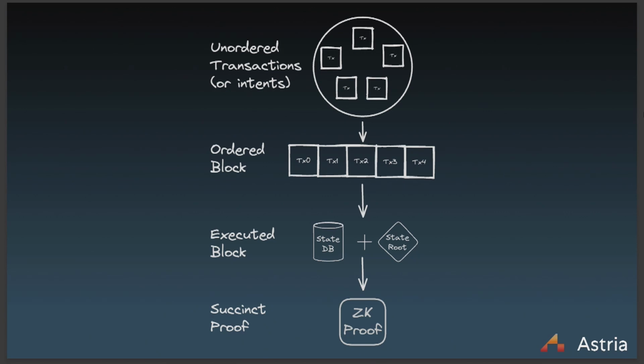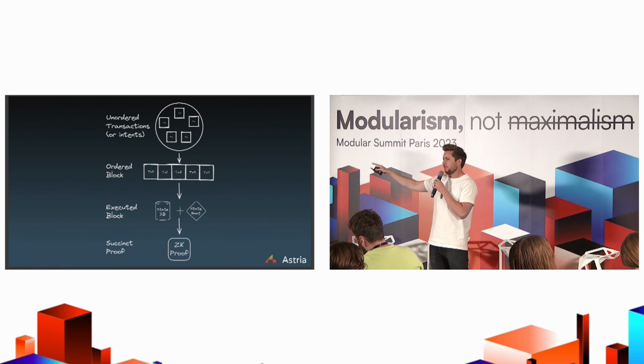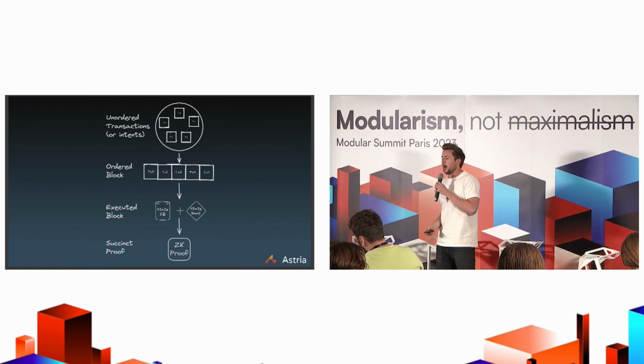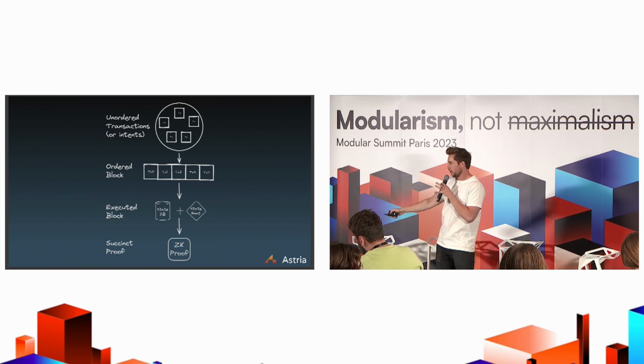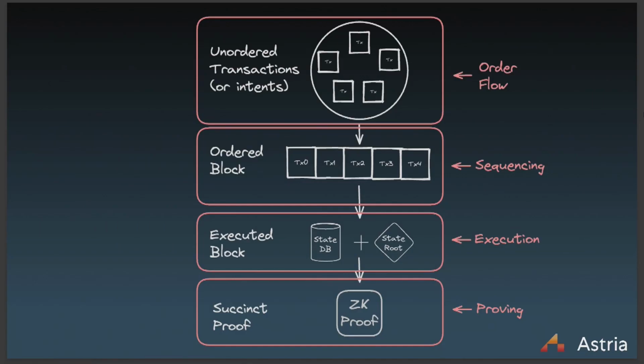But we believe we start with unordered transactions that could be intents. We go to an ordered block. From that ordered block, we end up with an executed block that has a state DB and presumably a resulting state root. And then after that, you can have a succinct proof or a ZK proof. We'll label these as order flow, sequencing, execution, and proving, and view those as 4 phases. Again, people can disagree with terminology, but I have to pick some semantic definitions to go with, right?